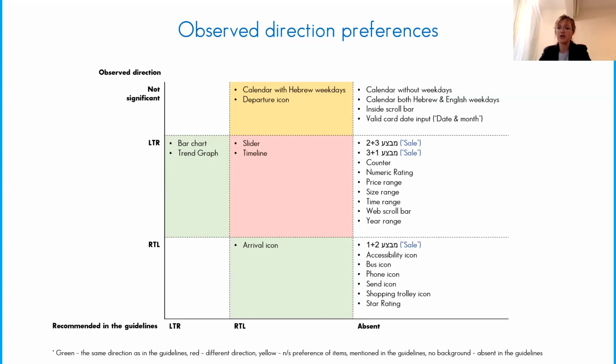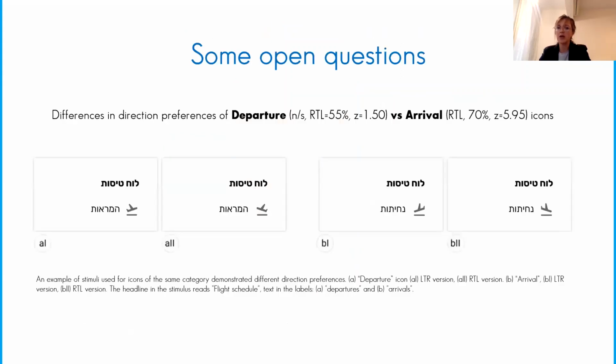We observed that the direction preference of the Hebrew speakers corresponded to the recommended direction only for 3 UI items out of 7 mentioned in the guidelines. We didn't have enough information to explain some of the findings because it was an exploratory study. These findings require further investigation. For example, a puzzling finding is the lack of a direction preference for the departure icon in conjunction with a significant right-to-left direction preference for the arrival icon. You can find other open questions in our paper.